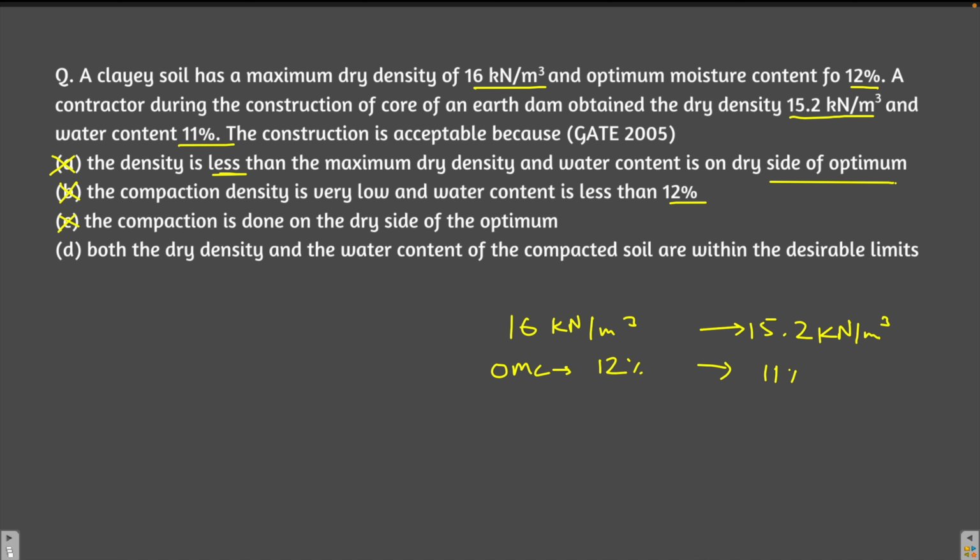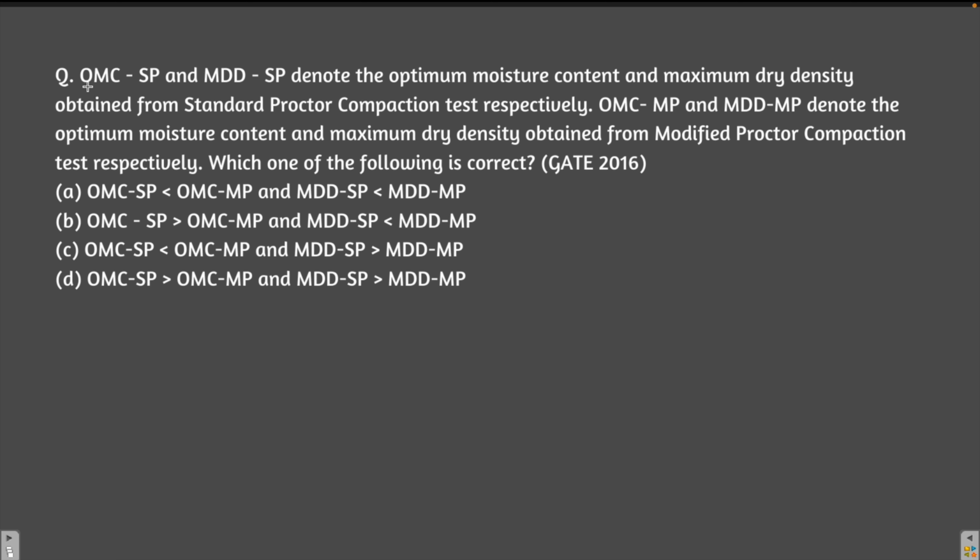The next question states that OMC SP and MDD SP denote the optimum moisture content and the maximum dry density obtained from the standard Proctor test respectively. So okay, what is it? OMC SP is optimum moisture content for the standard Proctor test. MDD SP, what is MDD? It is maximum dry density for the standard Proctor test. SP means standard Proctor test.